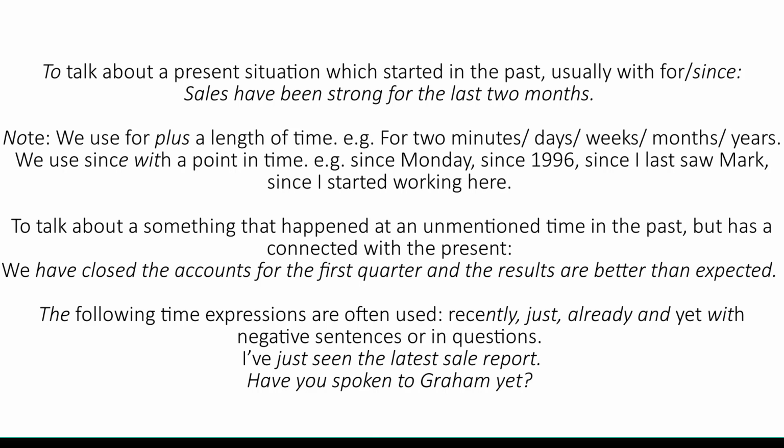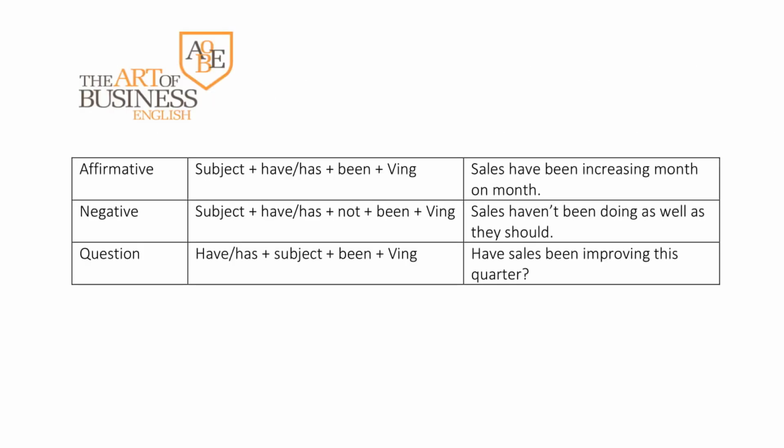So now that we understand the present perfect simple, let's look at the present perfect progressive. The present perfect progressive has the following structure. In the affirmative, we use the subject plus have or has, plus the past participle of the verb to be, which is "been," plus a verb in gerund, meaning the verb with -ing. So, for example, sales have been increasing month on month. In the negative, we say subject plus have or has not, plus been, again the past participle of the verb to be. For example, sales haven't been doing as well as they should. Again, a verb in gerund after the verb to be in past participle. The question form would be, again with the inversion, have or has plus the subject plus been plus verb -ing. So, have sales been improving this quarter?